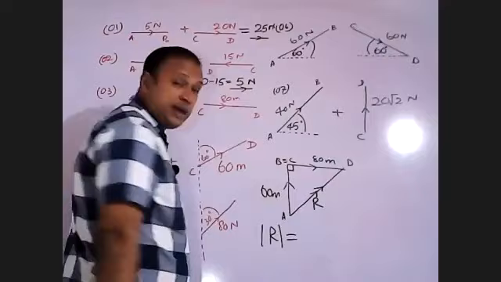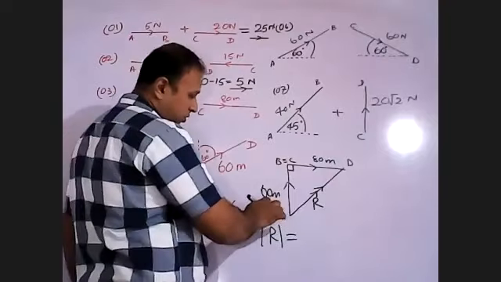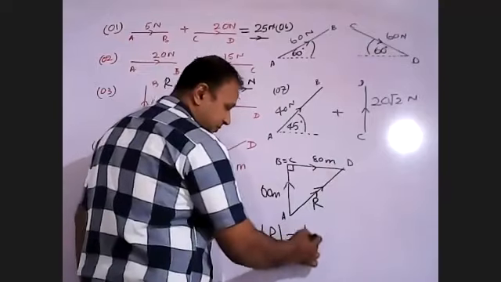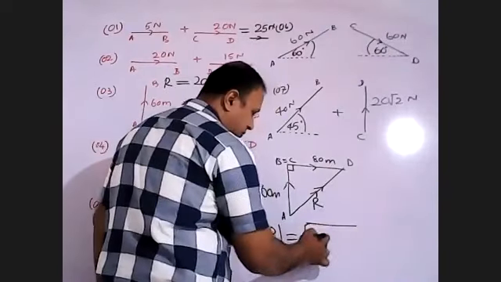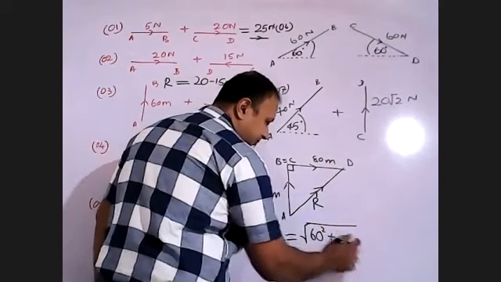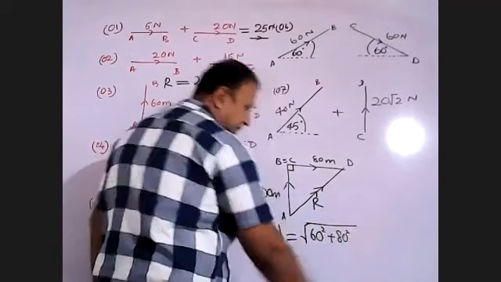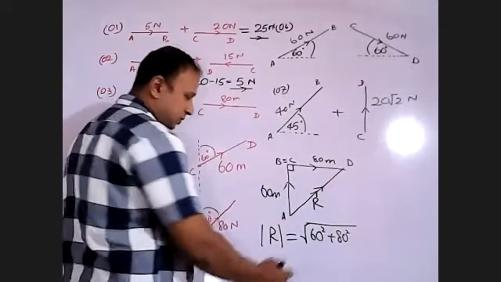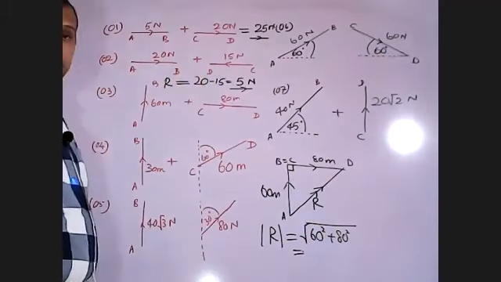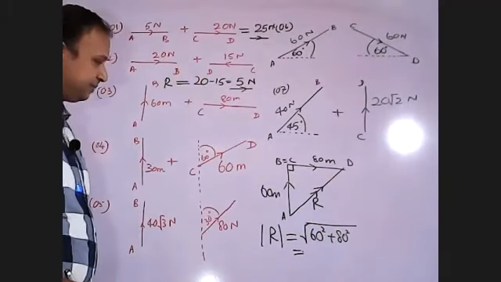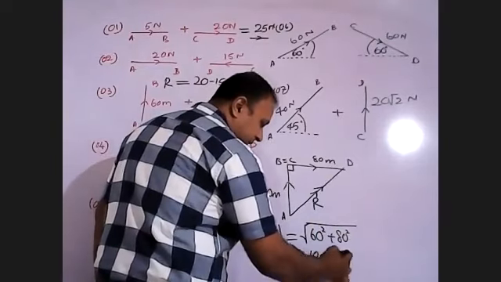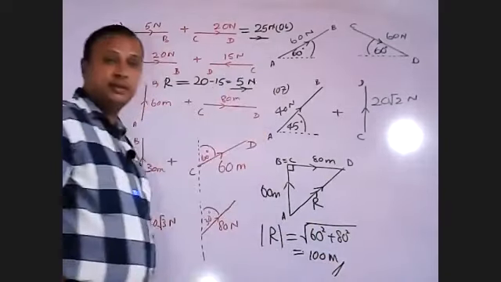Magnitude of R is equal to the square root of the square of 60 plus the square of 80. So 60 squared plus 80 squared gives 100. Therefore, the magnitude of R is 100.